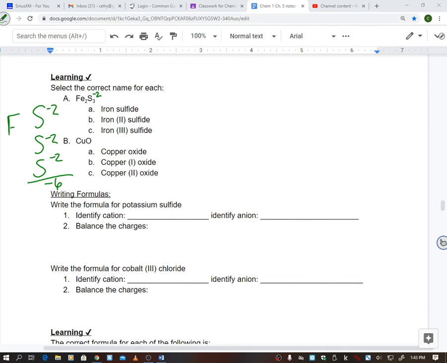I have 2 irons, and I need a charge that would get them to be +6, and they have to be the same. I can't have like a +2 and a +4. Okay, so this should be a +3. So it is iron 3 sulfide.